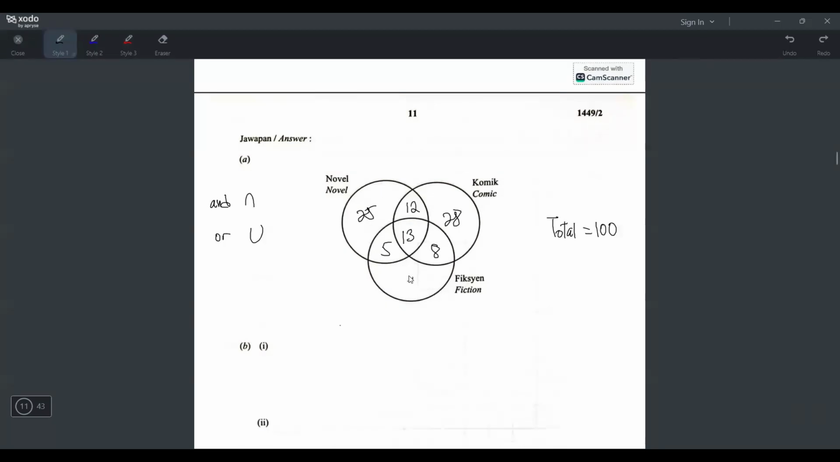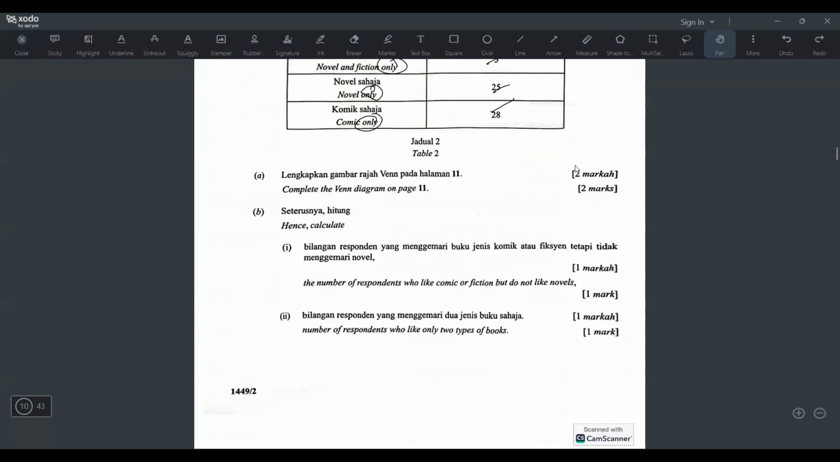Wait, you all understand, right? Why do I say minus 55? Because this whole thing added together, I know it's 55 already. So 100 minus 55 and then minus these two. That's why I get 9. Of course, if you want to minus one by one separately, you can also, you will get the same. Okay, so that is my A answer, 2 marks.